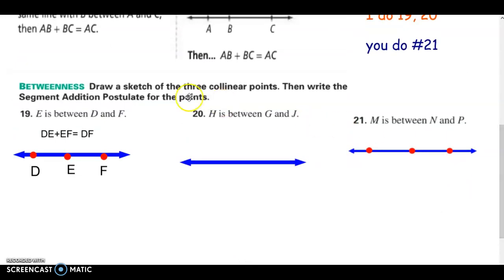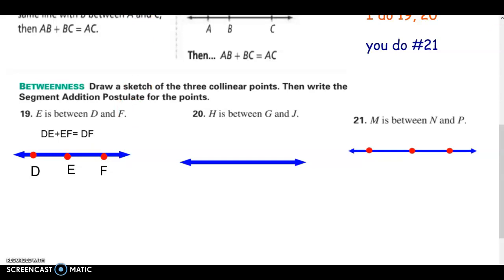Instructions say to draw the sketch of the 3 collinear points. Then write the segment addition postulate for the points. Now they said there are 3 collinear points, so you need to know that that means that all 3 points are on the same line. The description for number 19 says E is between D and F. So we put down D, we put down F, and we put E in between. And now we write the segment addition. I have DE, a small segment, plus EF, a small segment, and if I add them together, I get the big segment, DF.